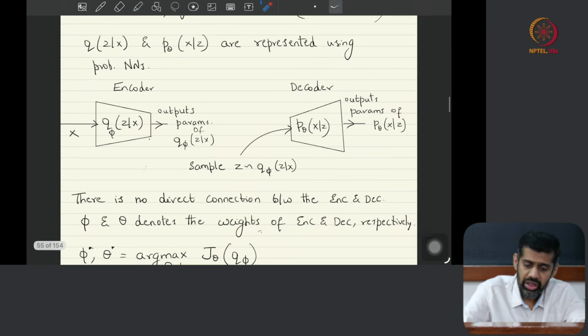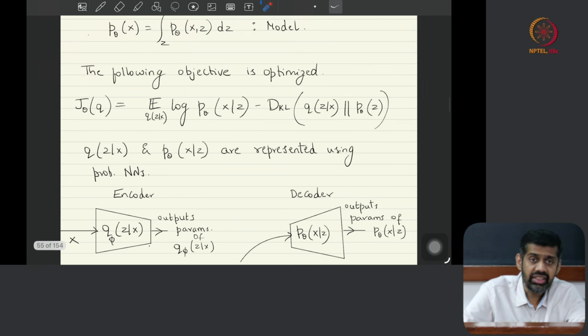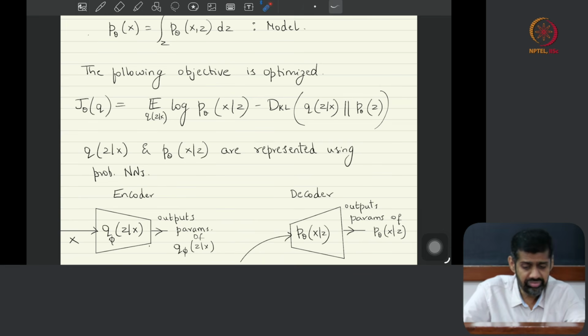Okay, fine. Now, let us construct the algorithm of the variational autoencoder. This is the objective that we want to optimize, and as I told you, we represent both the distributions that come up in the objective function using neural networks. There are two neural networks: one is representing the variational posterior q, the other is representing the conditional data likelihood p theta of x given z.